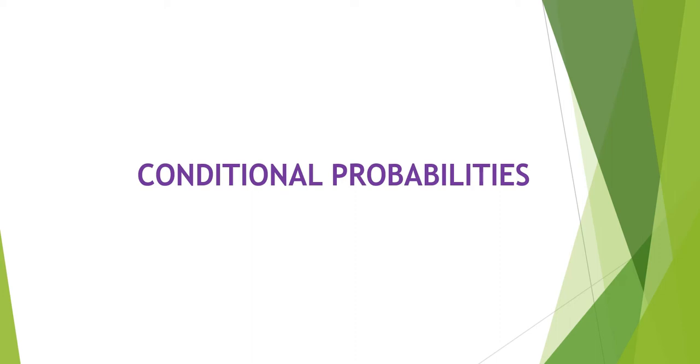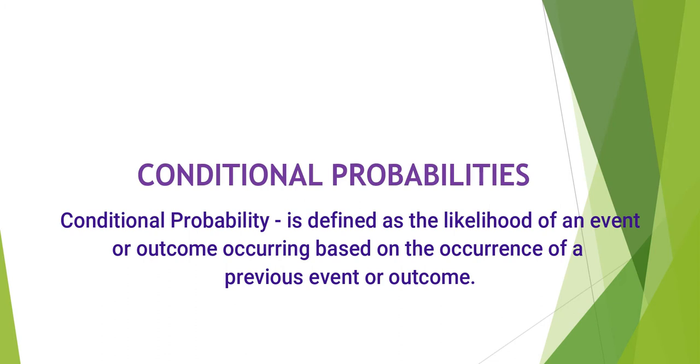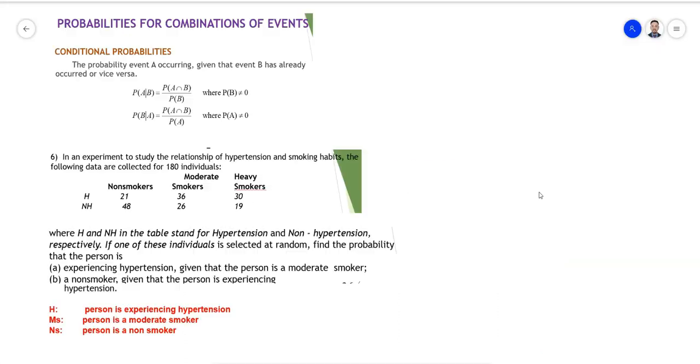Good day, and in this video, we're going to solve problems under conditional probabilities. But first, what is conditional probability? It is defined as the likelihood of an event or outcome occurring based on the occurrence of a previous event or outcome.